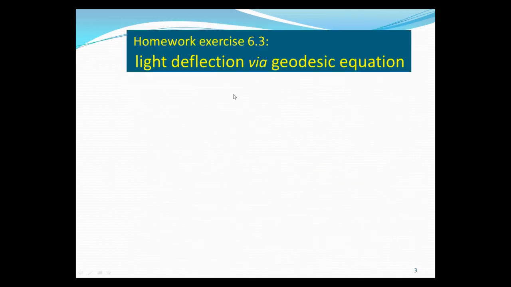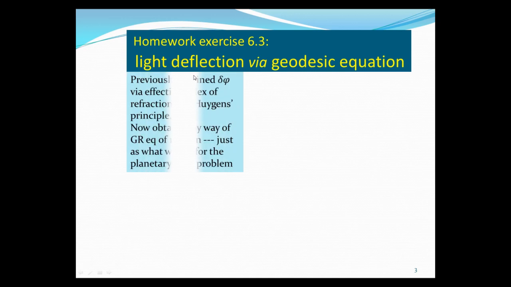For the remaining part of this lecture, I will talk about homework exercise 6.3, about light deflection by way of geodesic equations. Previously, we obtained the light deflection by using the effective index of refraction and the Huygens principle. Now we can obtain this by way of the GR equation of motion, just as we did for the planetary orbit.